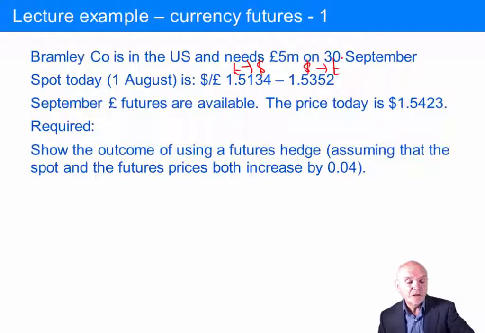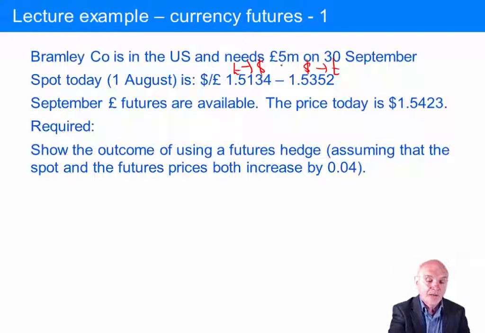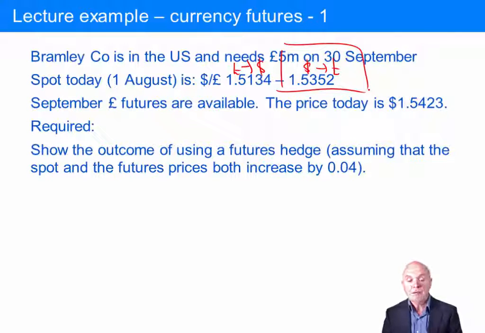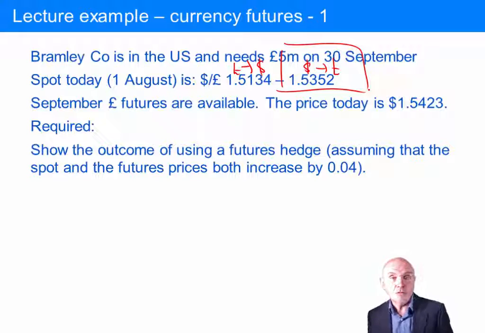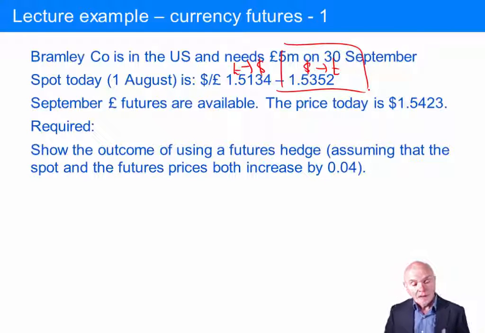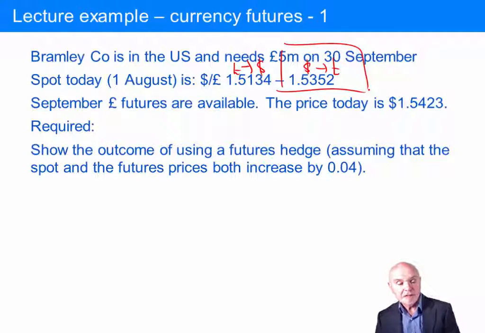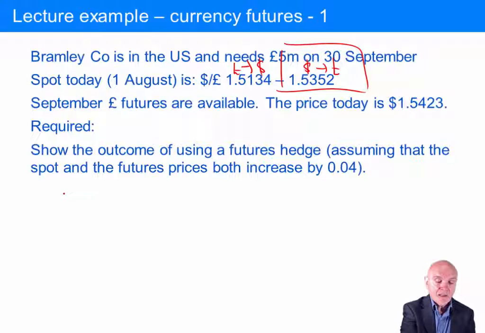What are we doing? We're in the US. We need 5 million. So we're going to be changing our own currency here into pounds. But that's the rate we're going to be essentially dealing with. And show the outcome of the futures hedge, assuming that the spot and futures rate will both decrease by 0.04. Okay. Now the way I like to get into this is if we are changing here, we're changing dollars to pounds.